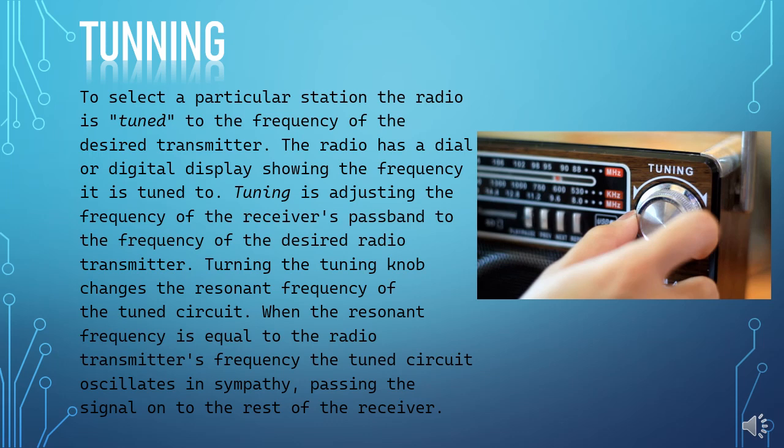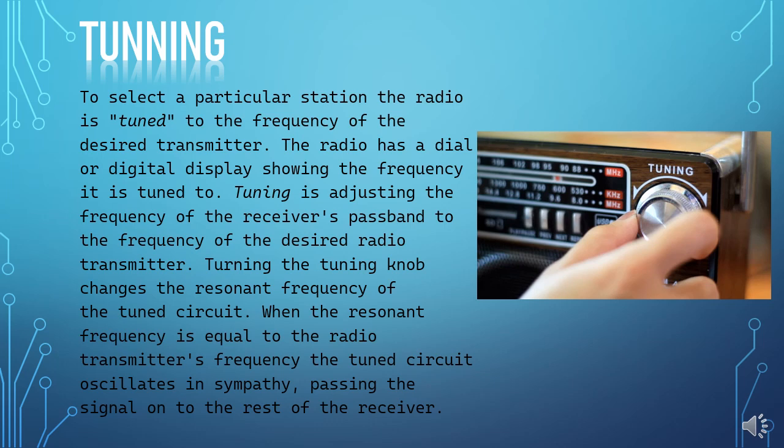But you may think, where are these LC circuits and how are these circuits being used in the radio receivers? Actually, the LC circuits are used in the tuning process in the bandpass filter, which is present in the radio receivers. To select a particular station, the radio is tuned to the frequency of the desired transmitter. The radio has a dial or a digital display, as you can see in the figure, showing the frequency it is tuned to. Tuning is adjusting the frequency of the receiver's passband to the frequency of the desired radio transmitter.